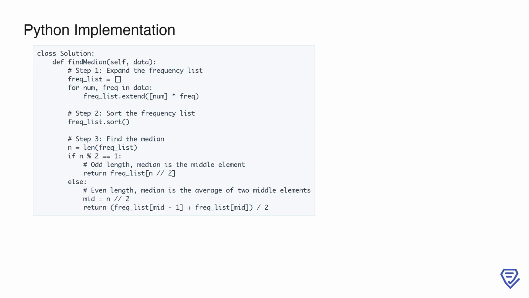Next, we sort the frequency_list. Sorting is necessary because we need the data in ascending order to calculate the median. The sorting operation has a time complexity of O(n log n), where n is the total number of elements in frequency_list. After sorting, we compute the median. If the length of the frequency_list is odd, the median is the middle element, which is accessed using integer division, n//2. If the length is even, the median is the average of the two middle elements. This is calculated by finding the elements at indices n//2 - 1 and n//2, summing them, and dividing by 2.